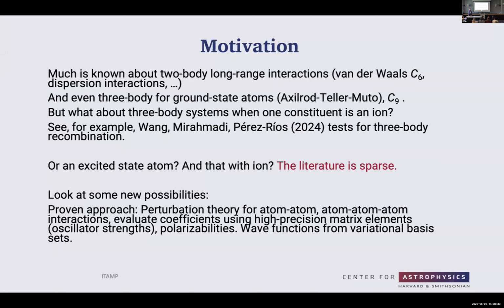Jesus and team have looked at this for three-body recombination, and others have also looked at that in the context of, say, FMF states and so on. The C9 coefficient is also really important for people trying to model condensed matter, crystals, things like that. And so what about systems where one of the constituents is an ion? Again, Jesus has looked at that recently. It's not the only one, but recently in the context of three-body recombination. But these are all with respect to ground states, so ground state atoms or ground state ions.